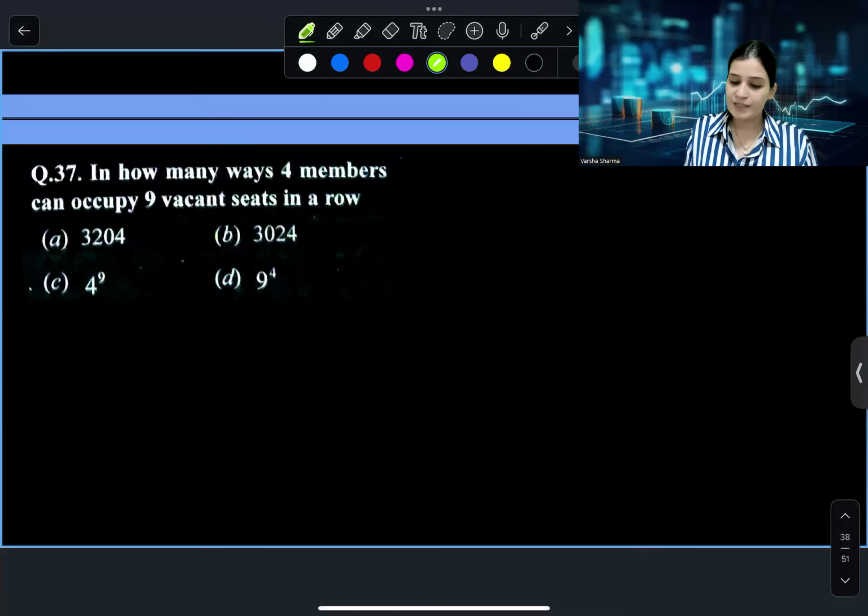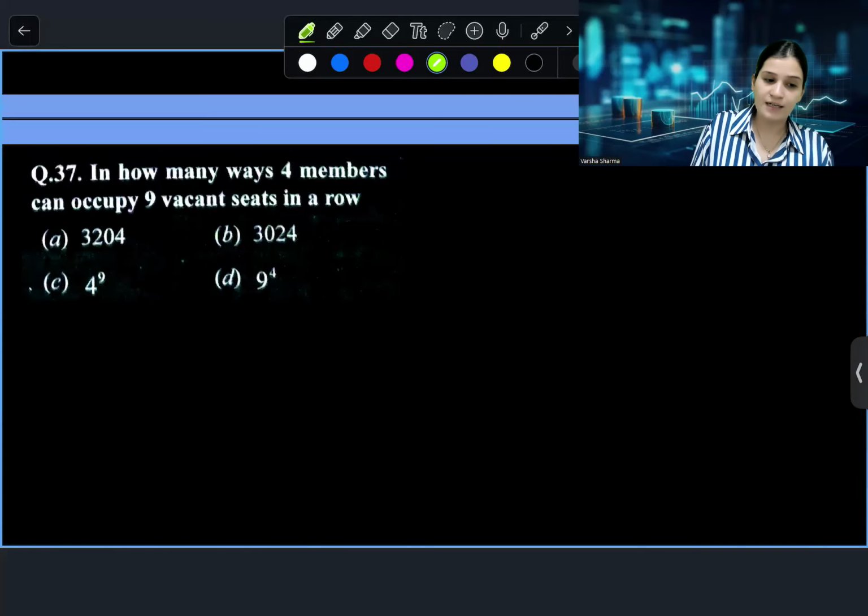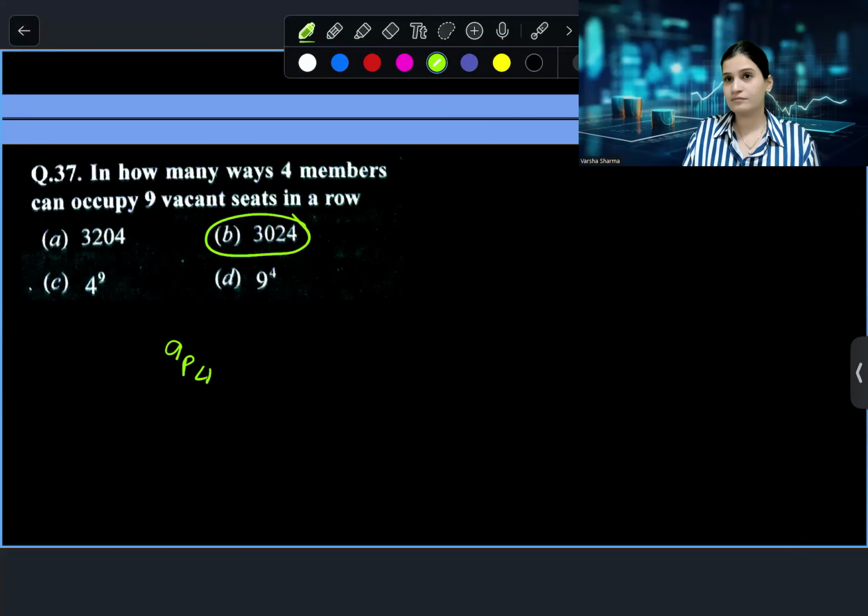37. 4 members can occupy 9 vacant seats. Answer: 9P4, 3024. 9 seats are there, 4 have to be selected for the members. Since they are human beings, it will matter who is sitting at which seat.